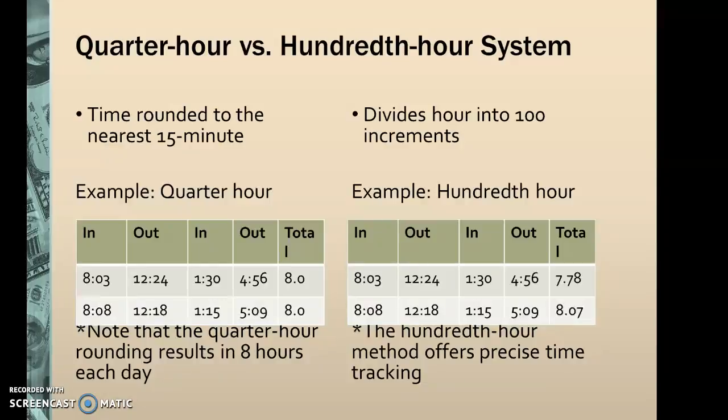Now, if it's a 100th hour system, we divide the hour into 100th increments. An example of the 100th hour is the same example, but as you notice, they clock out at 7.78, and on the second day, they clock out at 8.07. The 100th hour offers precise time tracking. And this is covered on page 97 in your book.